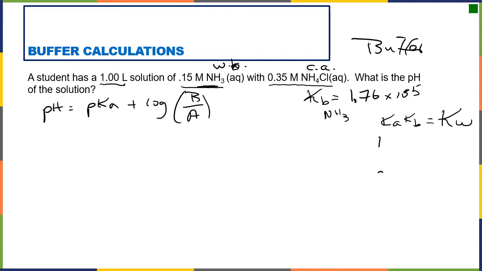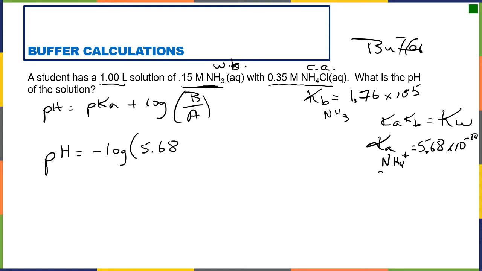So if we do the math here, we're going to get Ka for ammonium is equal to 5.68 times 10 to the minus 10. Right, Ka times Kb is Kw. So if we can do that, we can plug this in. We're going to get that pH for our buffer is going to equal minus base 10 log of 5.68 times 10 to the minus 10 plus the log of the base.